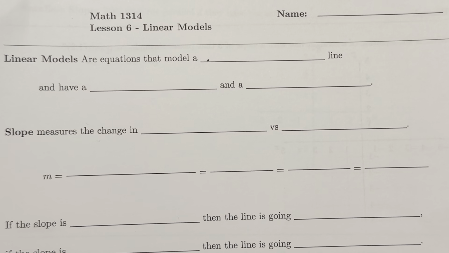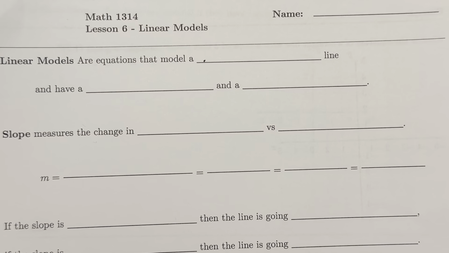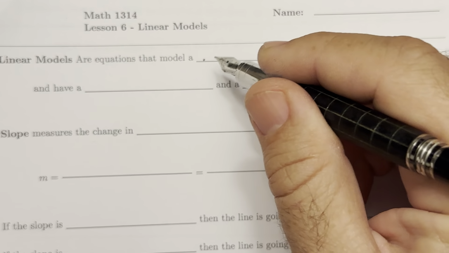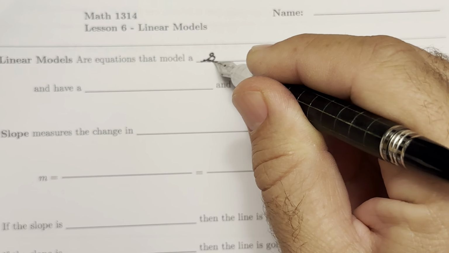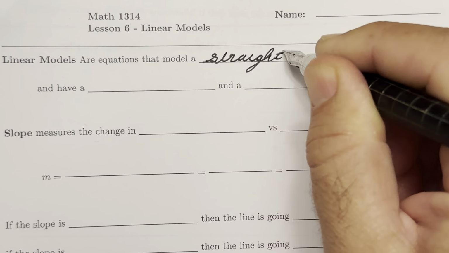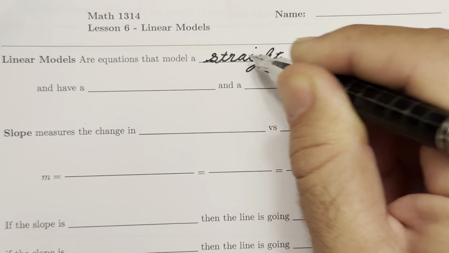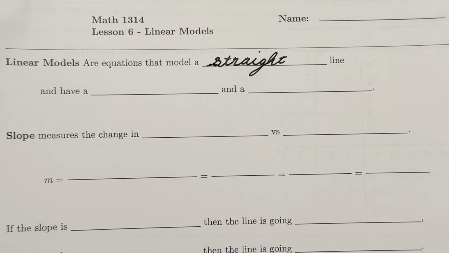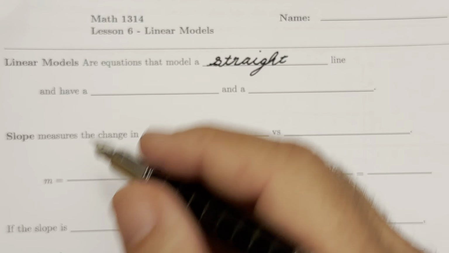Hey, college algebra. So today we're going to go over linear models. And linear models model geometric objects. So they are equations that model a straight line. And these straight lines have a slope and a y-intercept.